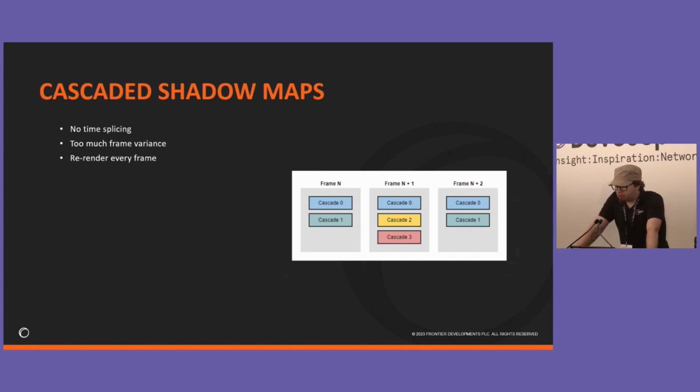Now, one common optimization that you'll often see for cascaded shadow maps is to effectively time splice the rendering of the cascades. What do I mean by that? You'll often see engines render cascade 0 and 1 one frame, and then the next frame render cascade 0, 2, and 3, and then constantly ping pong between those two. This is often because you want your cascade 0, which is the closest to the camera, to have the highest detail, have the highest quality level, and be as up to date as possible.